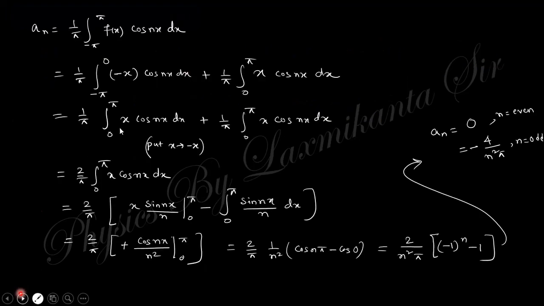Similarly for an, this is 1 by pi times the integral from minus pi to plus pi of f of x cos n x. Separate out these two limits because there are two values, and just by putting these in you can easily find an equals like that. If n is even, this becomes 1, so this is 0, and for n odd, this becomes like that.